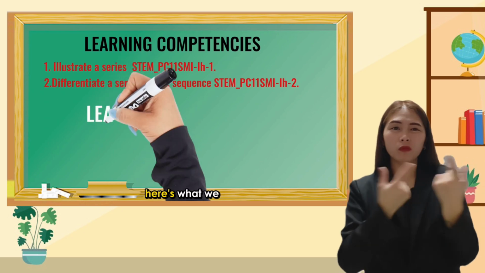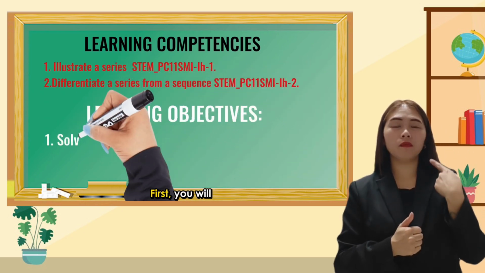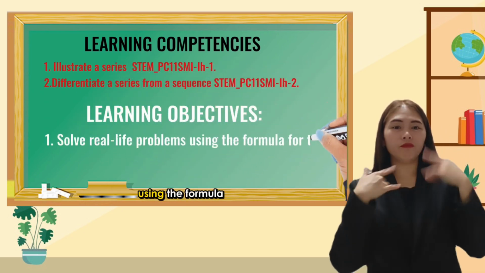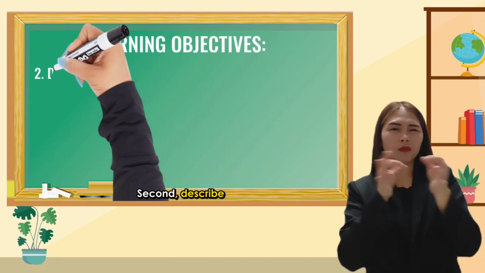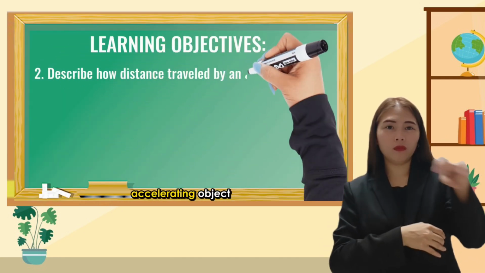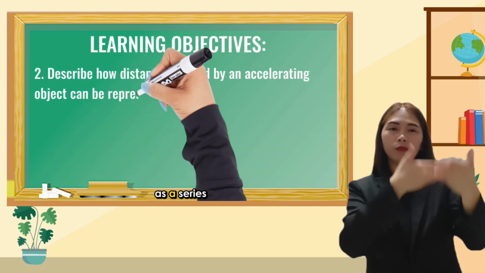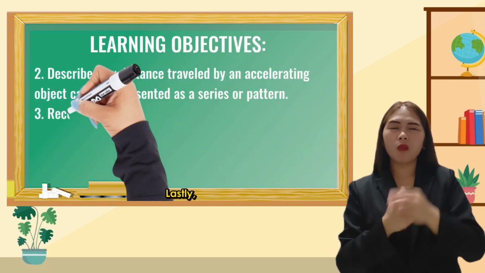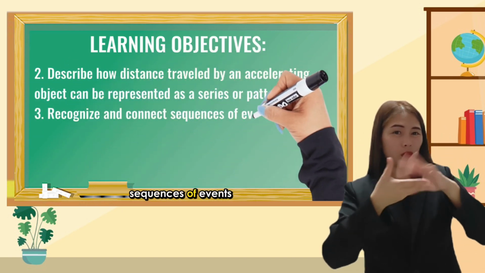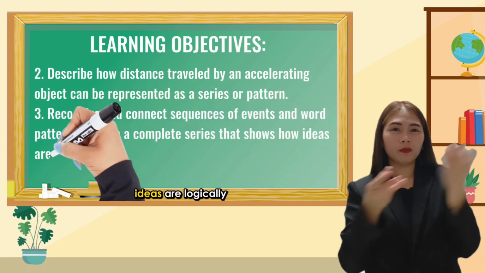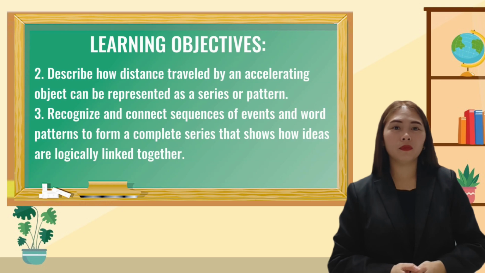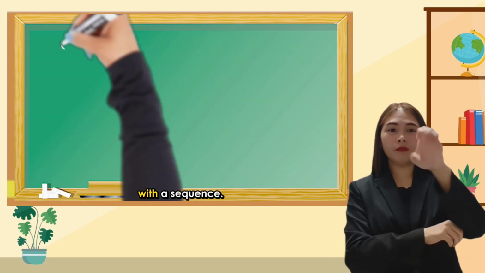Before we begin, here's what we will accomplish today. First, you will solve real-life problems using the formula for the sum of an arithmetic series. Second, describe how the distance traveled by an accelerating object can be represented as a series or pattern. Lastly, recognize and connect sequences of events and word patterns to form a complete series that shows how ideas are logically linked together. Now let's start with a sequence.